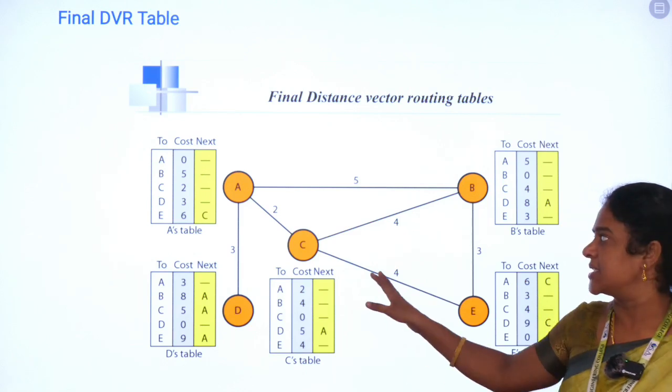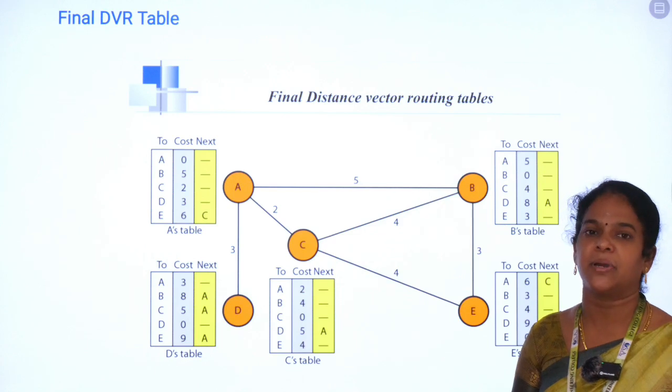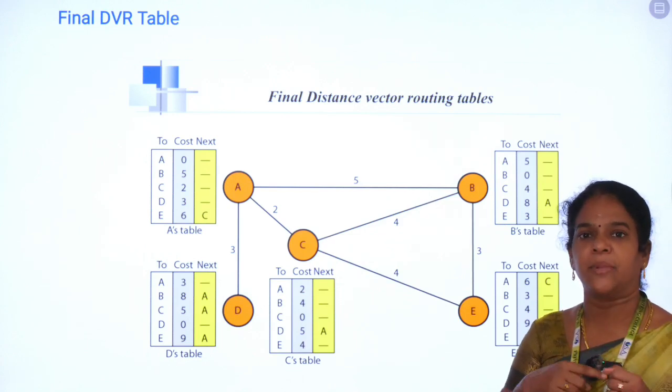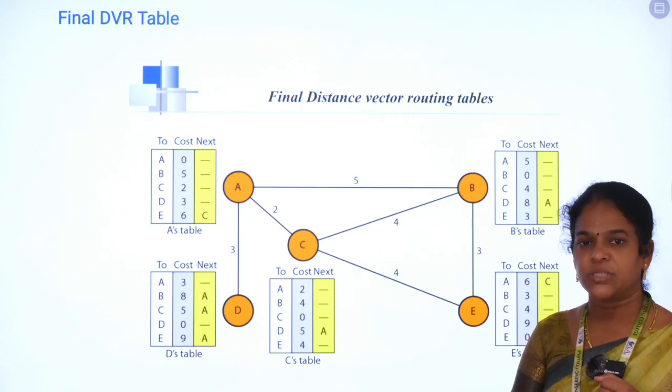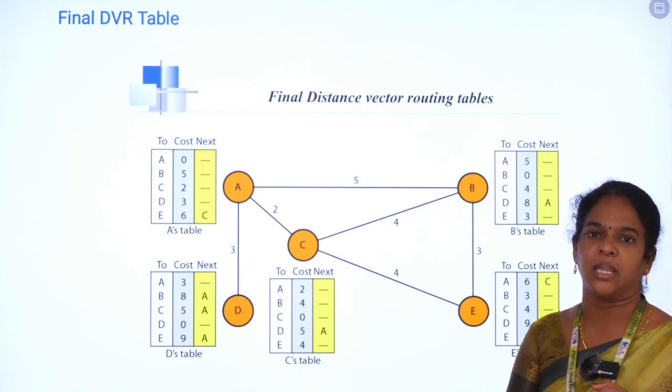So what is distance vector routing? In distance vector routing we find the minimum distance between the nodes. Okay, so first we check the immediate neighbor nodes. Suppose we can't reach a node through an immediate neighbor, then we share the cost between the immediate neighbor nodes.